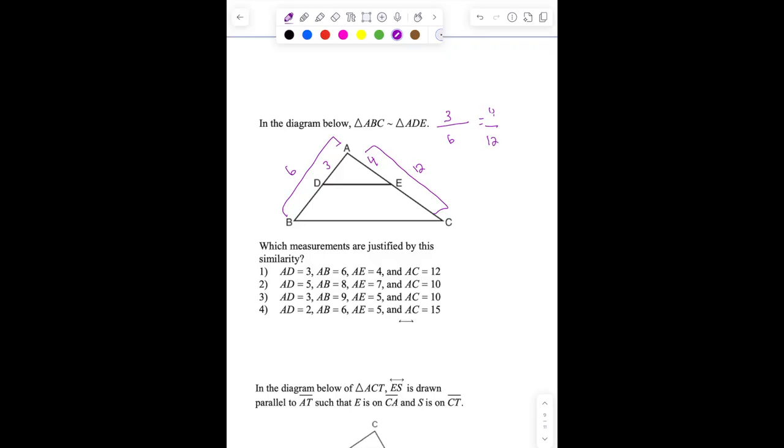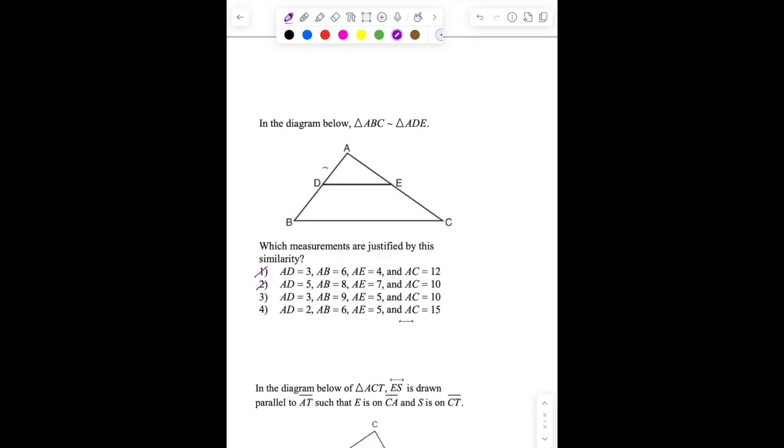I already don't think it's going to be. 12 times 3 is 36, 6 times 4 is 24, so that does not work. So answer choice 1 is not the correct answer choice that we are looking for. Let's try out the next one. AD is 5, AB is 8, AE is 7, and AC is 10. Let's check it out. I'll just do 5 over 8 equals 7 over 10. Oh, nope. That doesn't work out. So answer choice 2 is not the answer choice that makes the corresponding sides proportional.